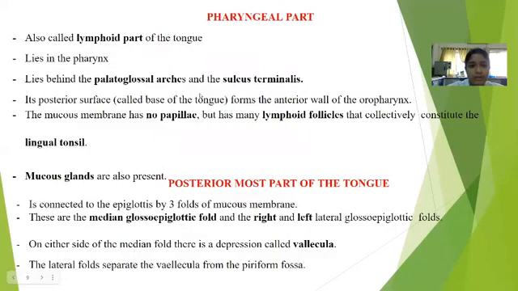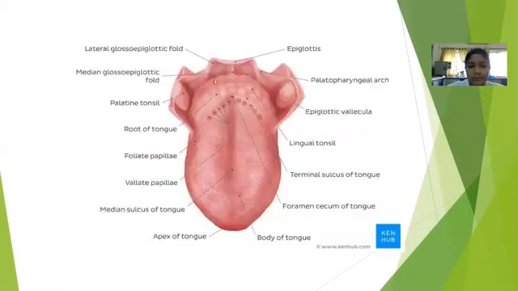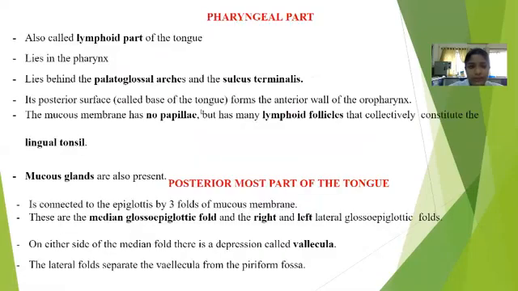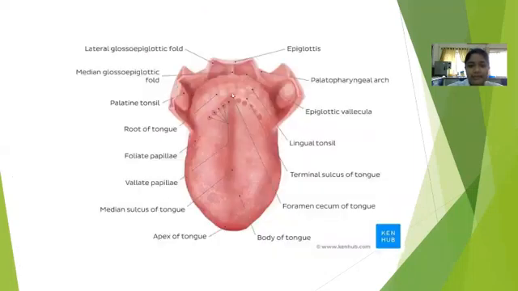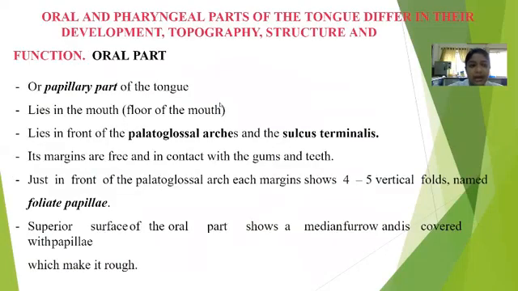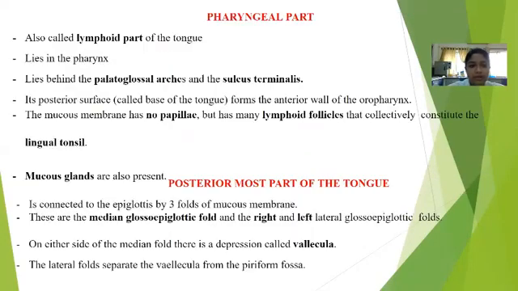So coming to the pharyngeal part, it is also called the lymphoid part. This is the lymphoid part of the tongue. It lies behind the palatoglossal arches and the sulcus terminalis. So this is the sulcus terminalis. It lies behind the sulcus terminalis. Its posterior surface forms the anterior wall of the oropharynx.